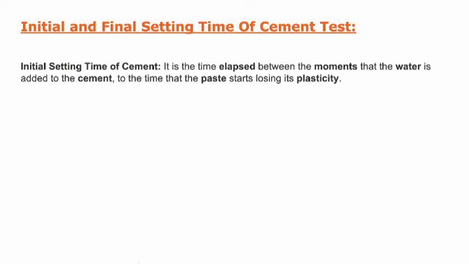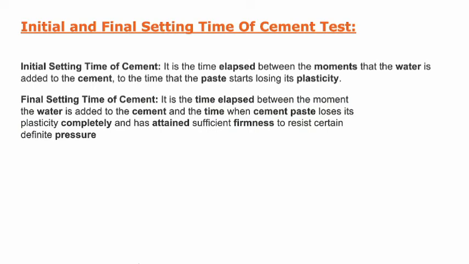Initial setting time of cement: it is the time elapsed between the moment water is added to the moment the cement paste starts losing its plasticity. And the final setting time of cement is the time from the moment water is added to the cement to the moment the paste completely loses its plasticity and attains a certain firmness to resist a certain pressure.